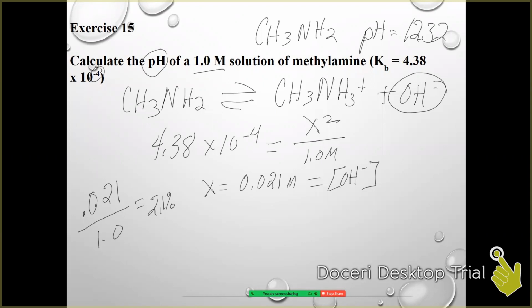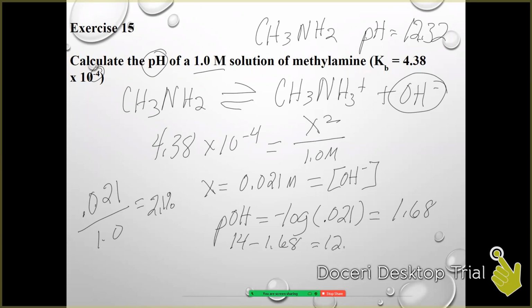All right, we're not finished because I need my pH, so I'm gonna have to get my pOH first, which would be the negative log of 0.021, which I think I got 1.68. And then I actually still want my pH. So I'm going to take 14 minus 1.68, and that's where I'm going to end up getting my 12.32.